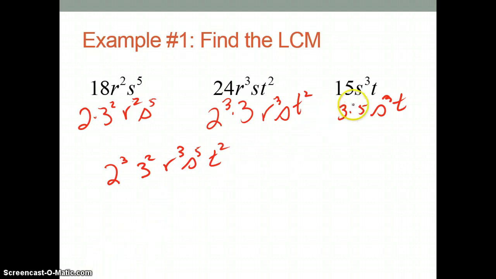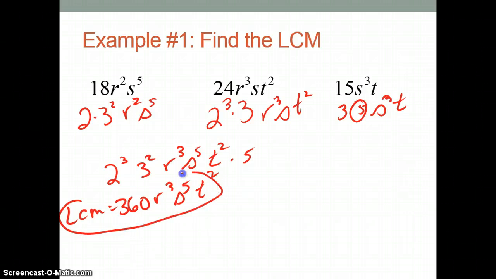And the last portion that I almost forgot was this 5. The 5 occurs one time. It doesn't occur any other times over here, so it is a 5 here. When I multiply these all together, what I get is 360 r to the 3rd, s to the 5th, t squared. And I want to say that's what the LCM is. When we get to fraction operations, this is going to be important. We are going to list this out separately because we want to know what we're trying to get to.